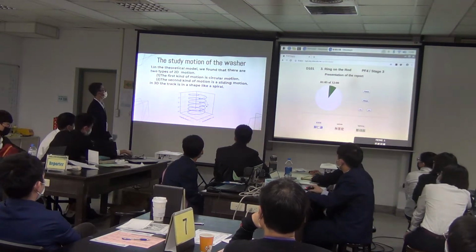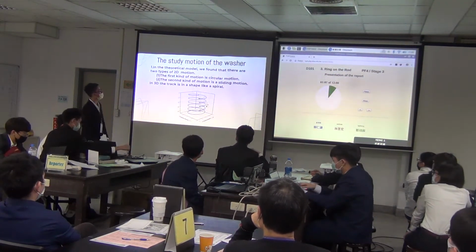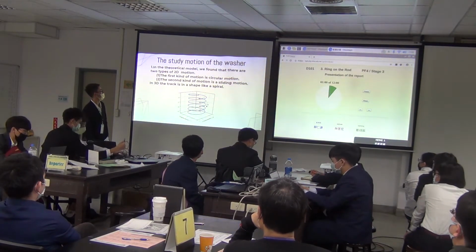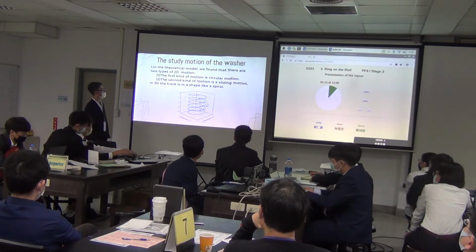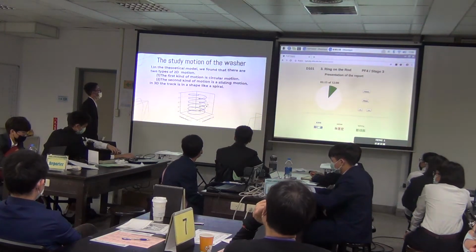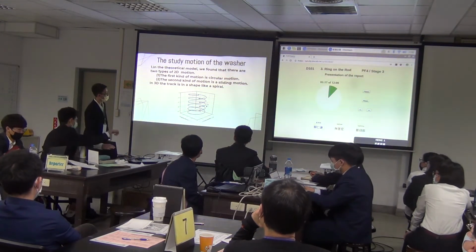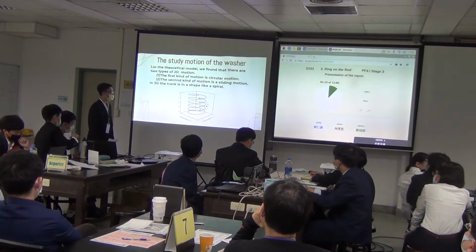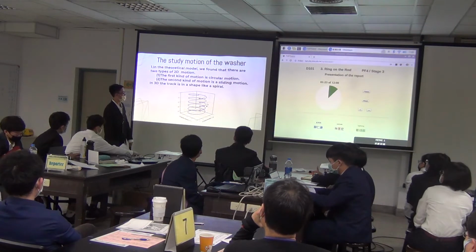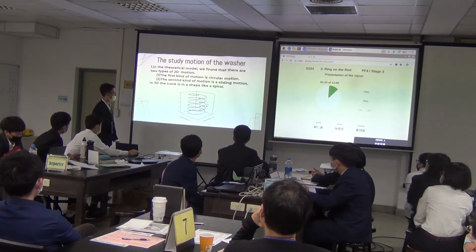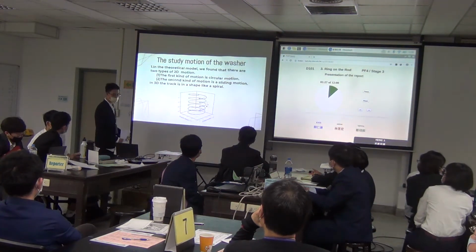And here is the study of motion. In a theoretical model, we found that there are two types of motion. The first kind of motion is a circular motion. The second kind of motion is a sliding motion. In 3D, the track is in a shape like a spiral. And the blue track is the track for the point mass of the ring.